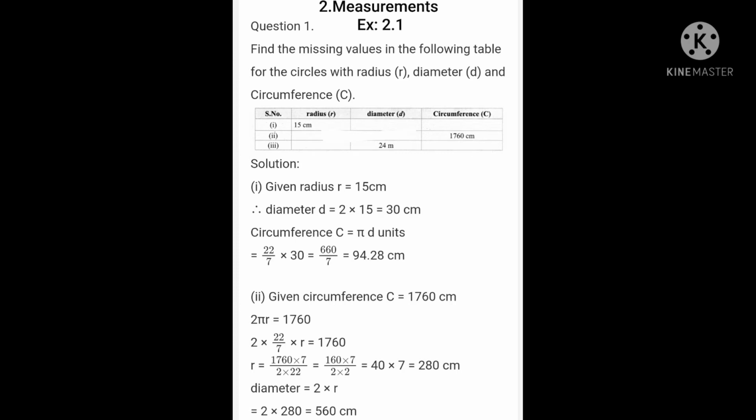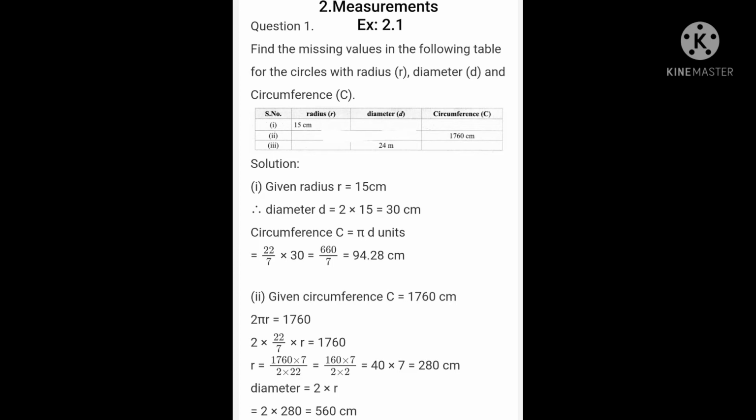In the same way we are going to find the second one. In the second one, circumference is given. We are going to find diameter and radius. In this case also we can apply any one of the formulas, that is pi d or 2 pi r. Here we have to find r and d, so we can apply 2 pi r. Okay, so write the formula first. 2 pi r is equal to 1760, which is given.